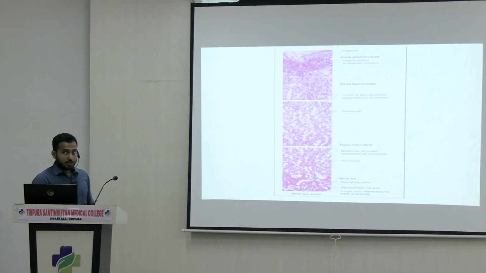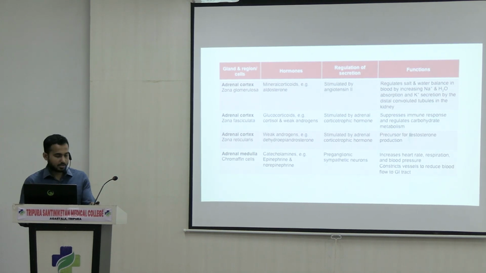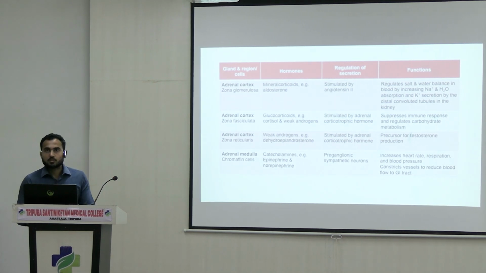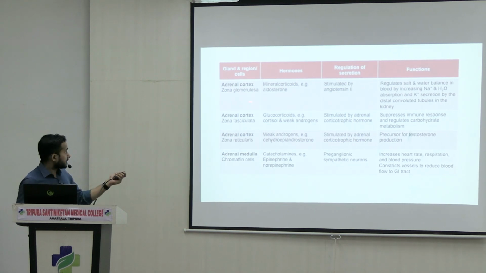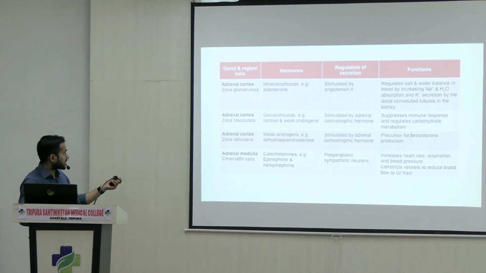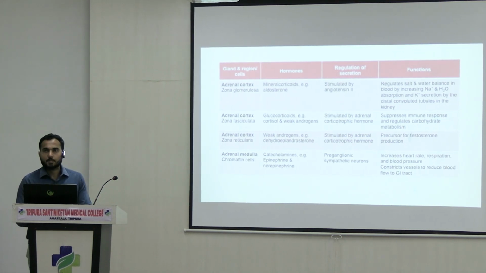Now lastly, this is a chart showing the different parts of the gland, the different hormones, and their functions. You can see the adrenal cortex: zona glomerulosa, the outermost layer; the middle layer, fasciculata; the innermost layer, the reticularis; and the adrenal medulla. And what are the hormones secreted? Already we have discussed, but this is the gist. If you want to revise quickly, this will help you revise the entire suprarenal gland.